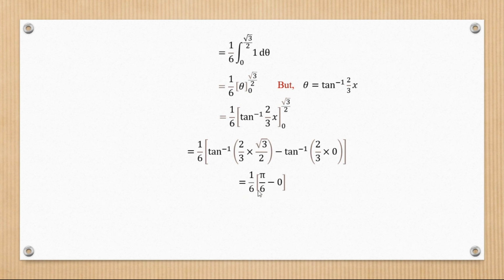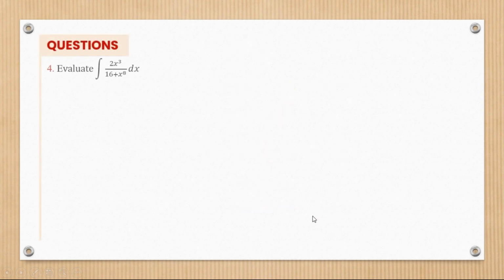So we have 1 over 6 outside. So it's going to be 1 over 6 times pi over 6, which is going to be equal to 0.087266, and that's going to be our answer. Now you can either have it this way or you can leave it as pi over 36, which is still correct. Alright, so moving on to another question.